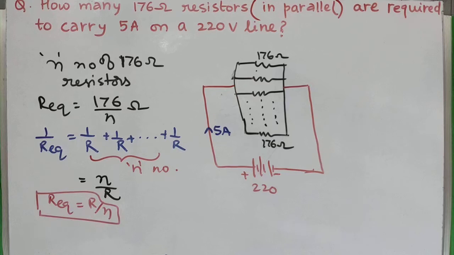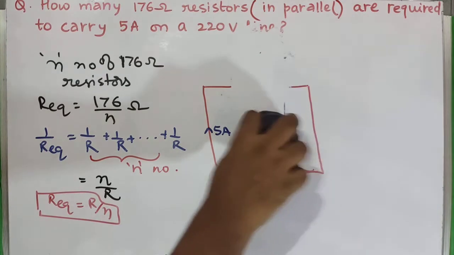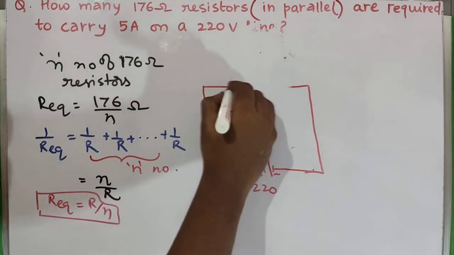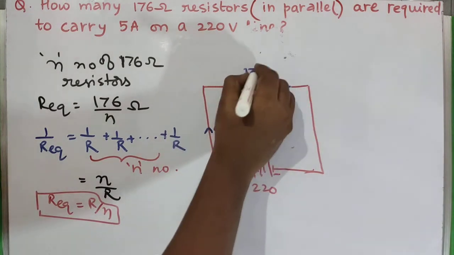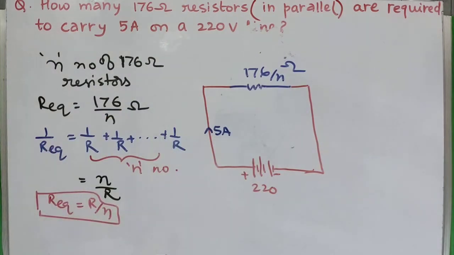Now because of this equivalent resistance, what would happen? A 5 amp current will come out of the circuit. So we can replace these resistors and write the equivalent resistance of them. What is that equivalent resistance? 176 by n ohms.